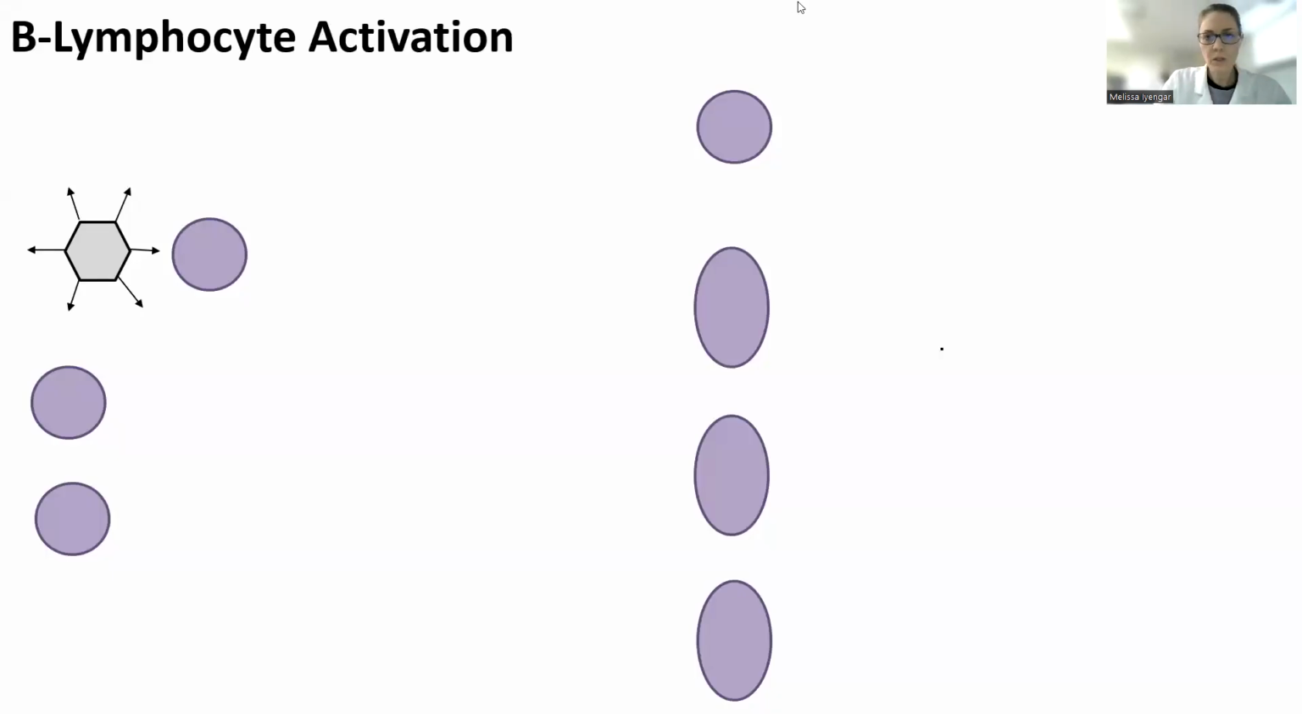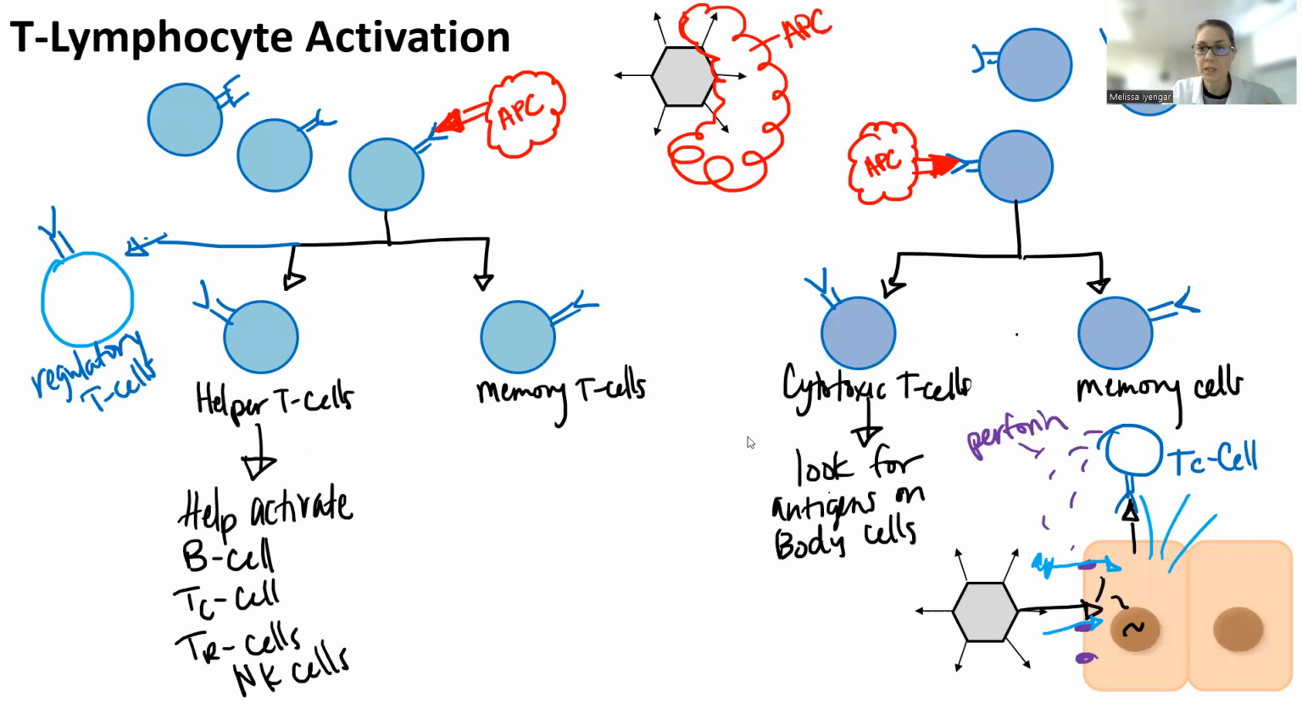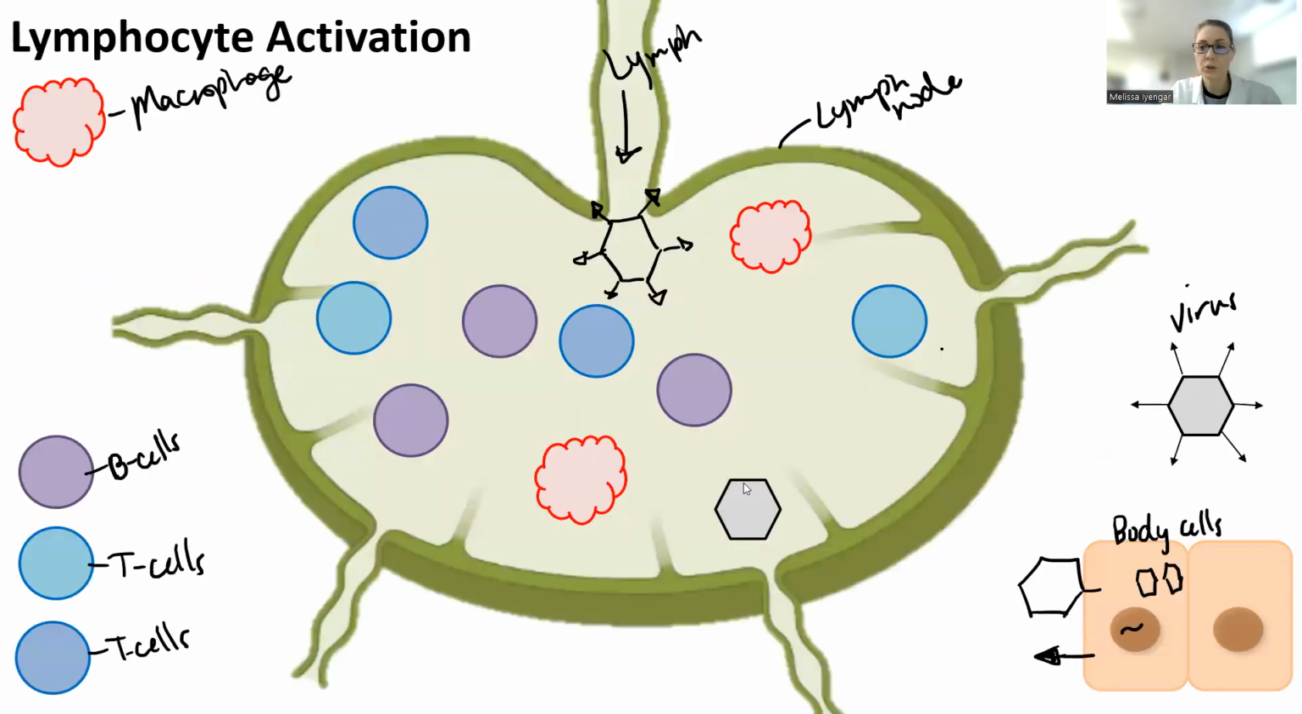Okay, so for this one, we're going to look at B cell or B lymphocyte activation here. You have to remember you're going to need some stuff from the T lymphocyte activation. And I also want you to remember we're in the lymph node here. B cells and T cells that are mature are in the lymph node together.